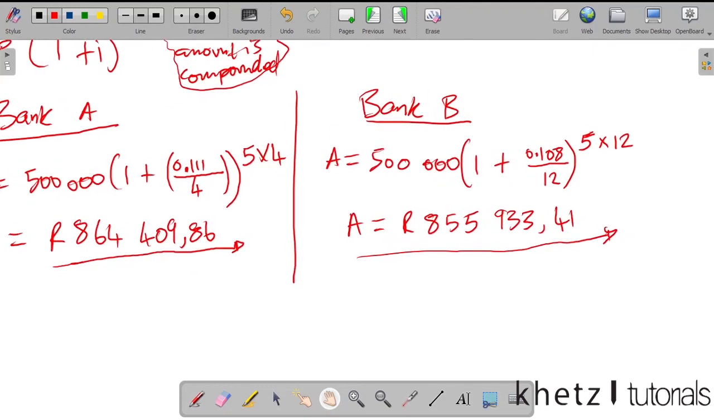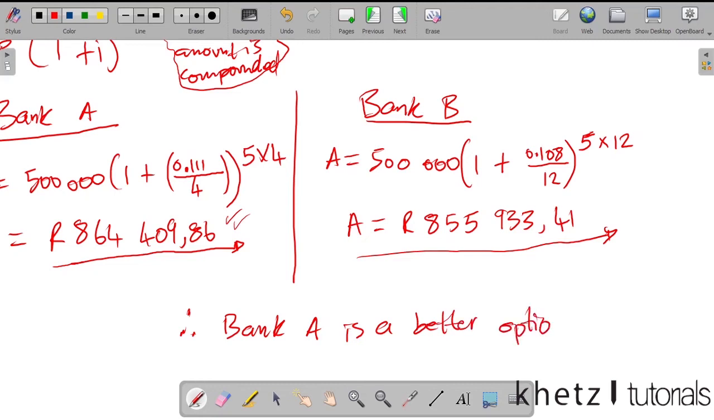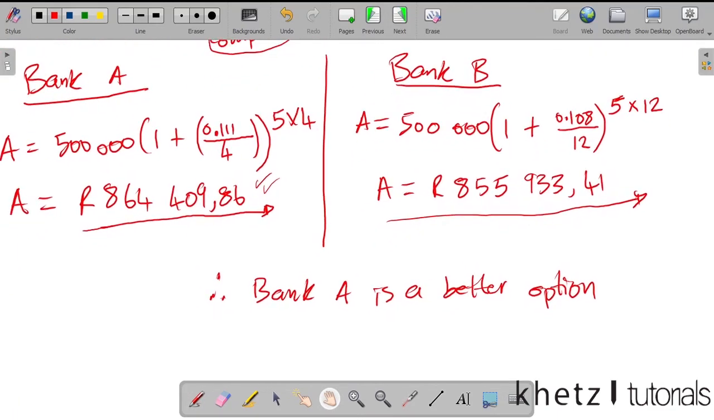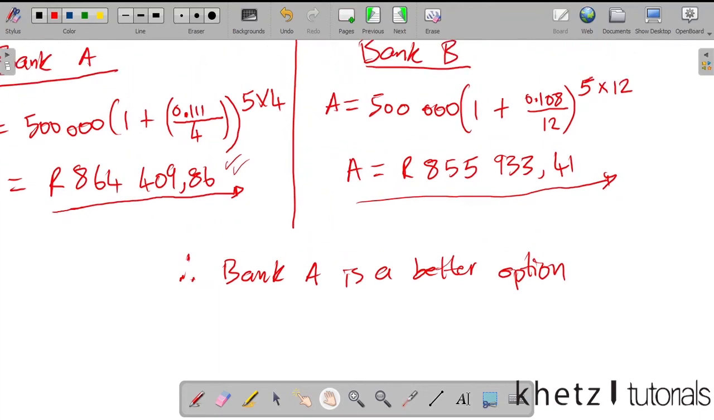So these are the two amounts that we have from bank A and bank B. Now, all that's left is to choose one. As you can see, this one is greater and it's from bank A. Therefore, bank A is a better option. I know it's obvious, but after doing these calculations, make sure that you state which option is better, right?